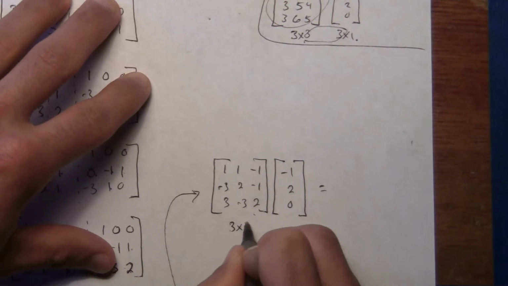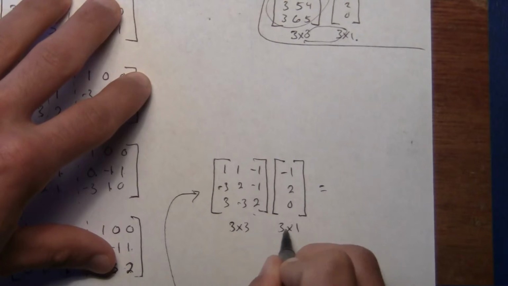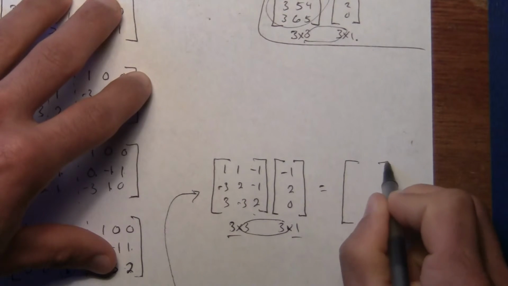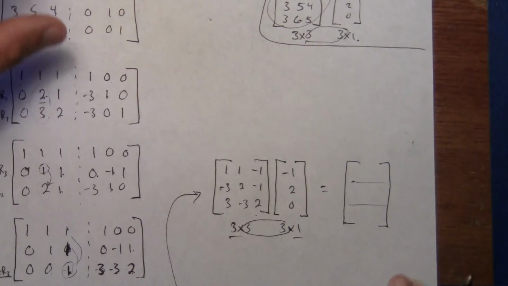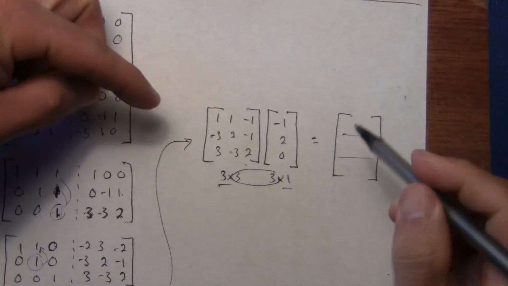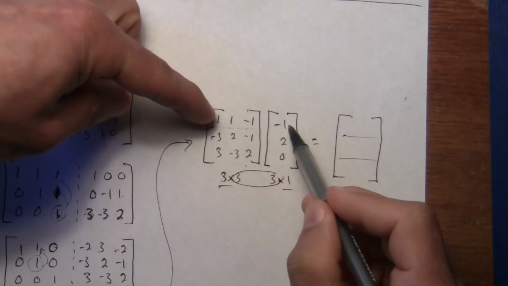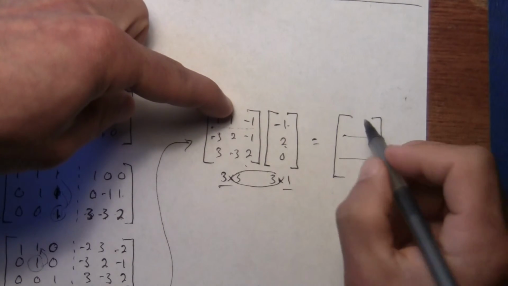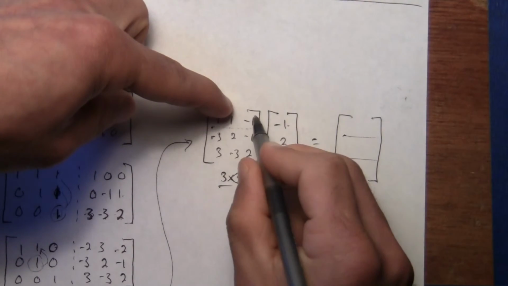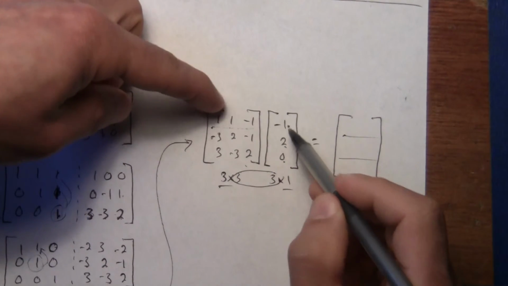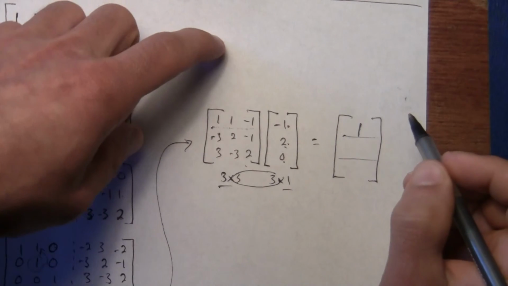And if you look at the dimensions again, it's a 3 by 3 times a 3 by 1, the inside numbers match. I'm going to end up with a 3 by 1. And I've only got one column, so multiply row by column to get this number. It's negative 1 plus 2. That 0 is helpful. That means I really don't even need to look at that last row or that last column. So it's negative 1 plus 2, or that should give me 1.